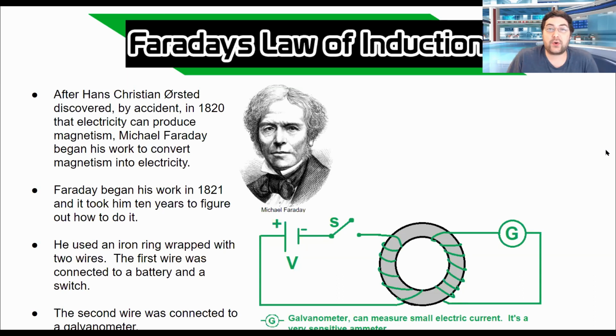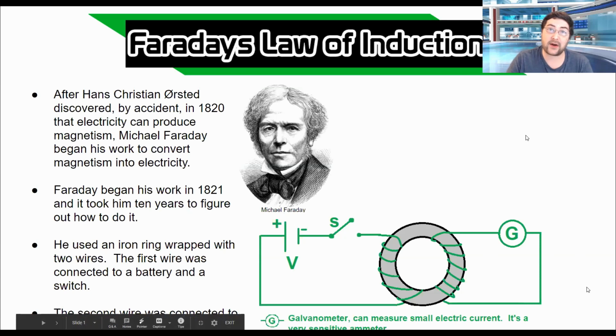After Hans Christian Ørsted in 1820 accidentally discovered that he could produce magnetism from electricity, Michael Faraday started trying to figure out how to produce electricity from magnetism. So Faraday began his work in 1821 and it took him 10 years to figure out how to do it. This diagram here explains how he did it.